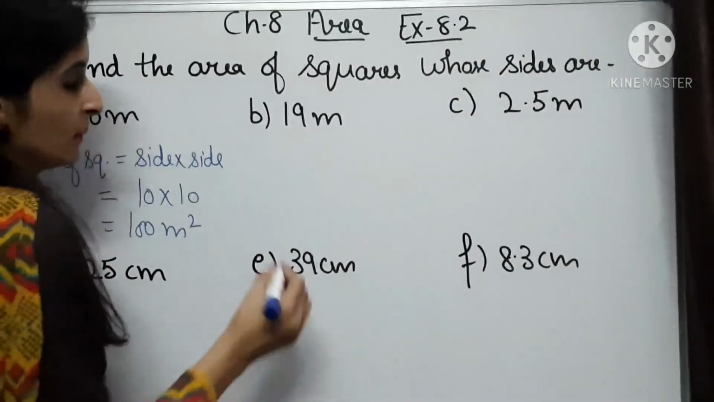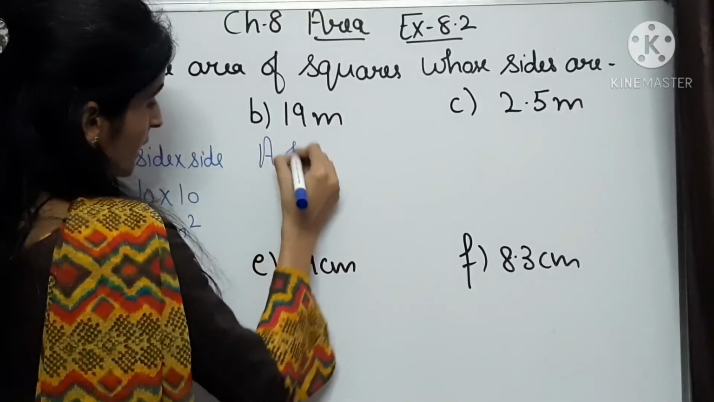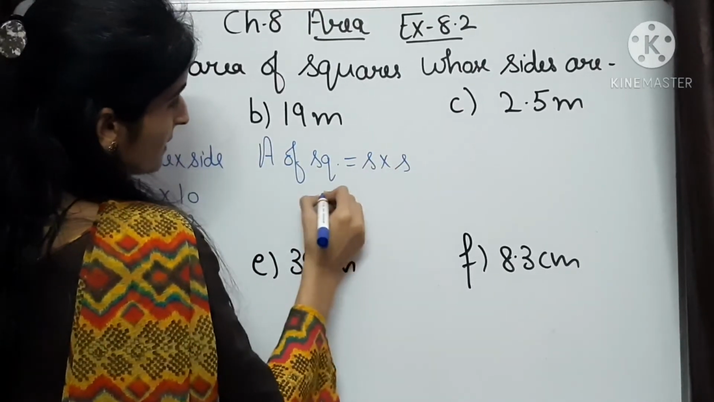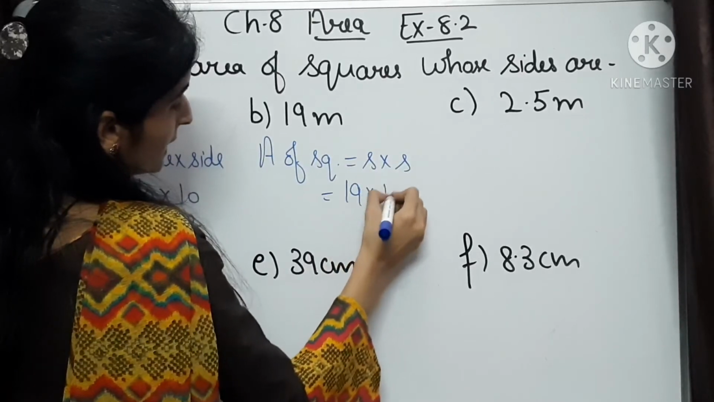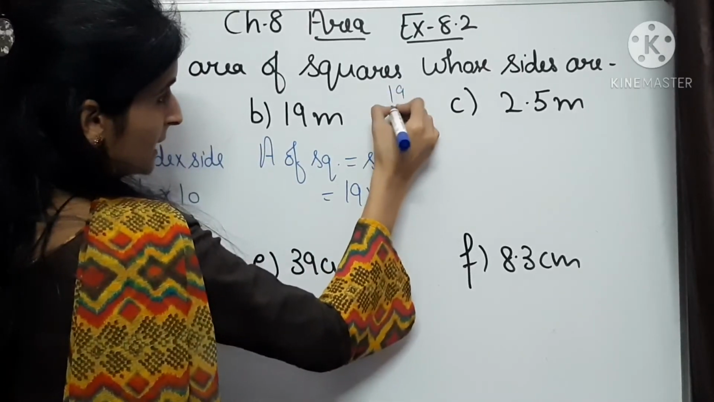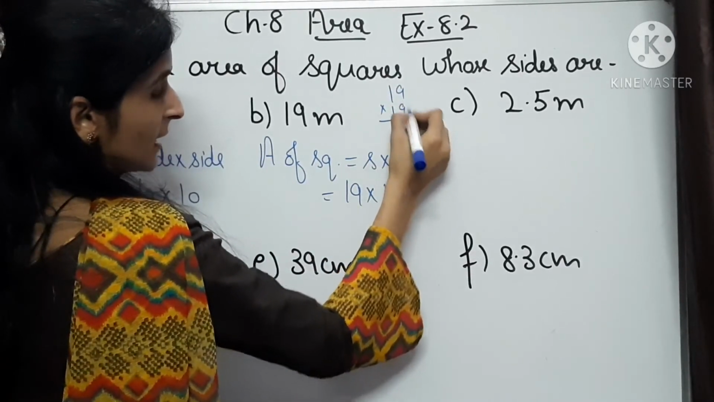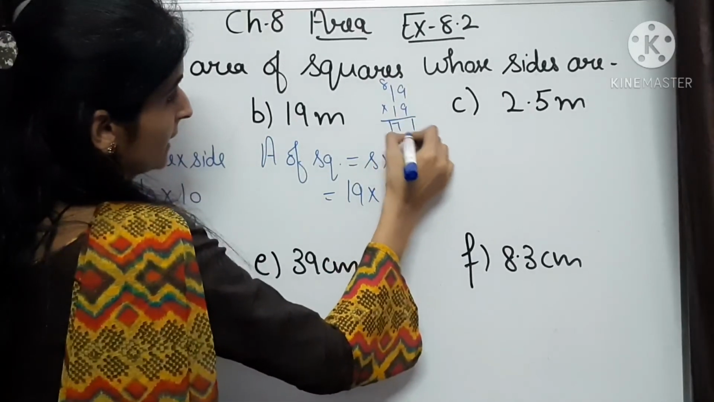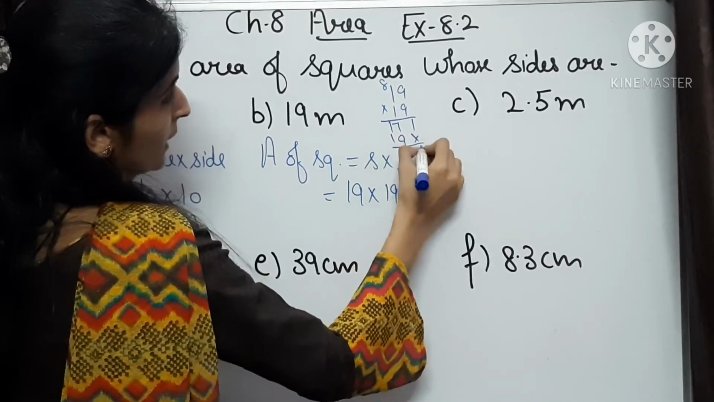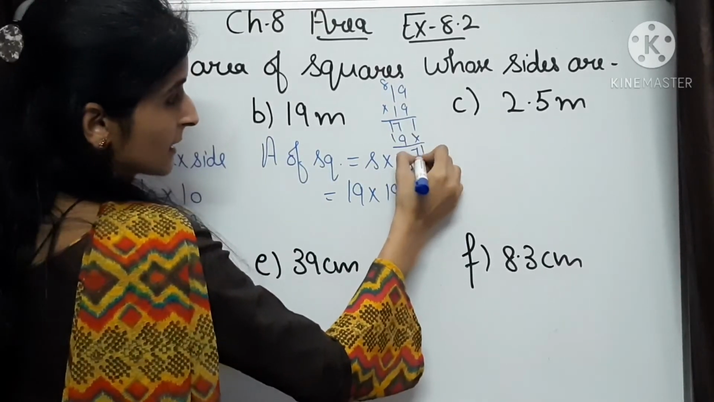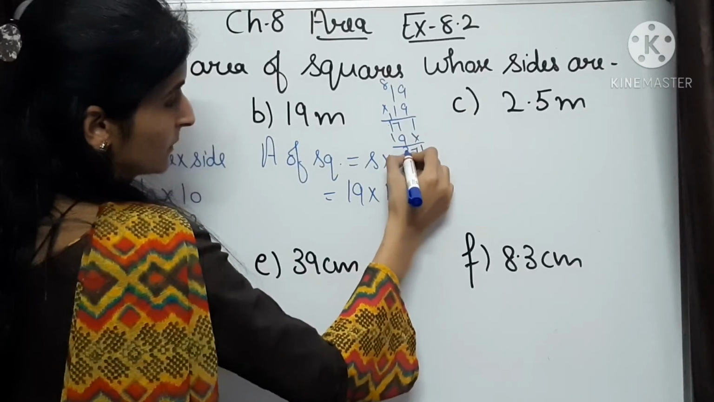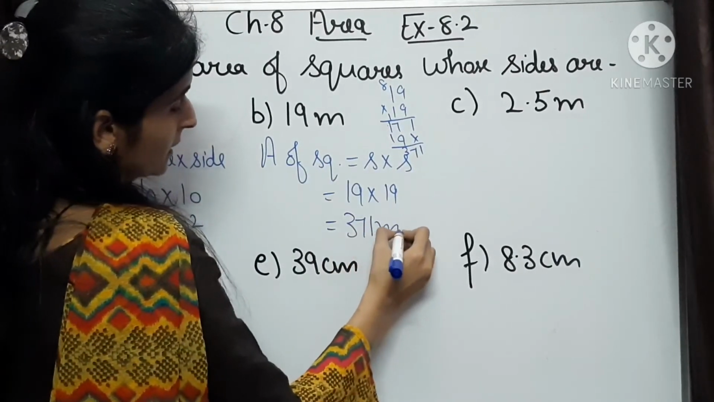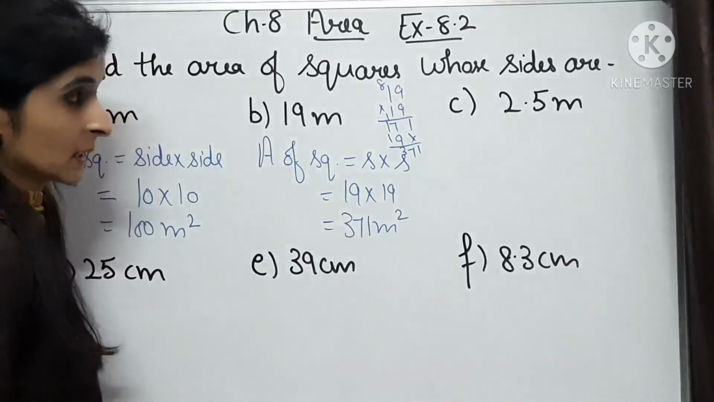Then let's come to B part. Again we have to find out the area of square. So that will be side multiplied by side. So 19 multiplied by 19. You can multiply in the rough. 9 9s are 81. 9 1s are 9. 9 and 8 is 17. 9 and 7 is 16. 1, 1, 1, 3. So 371 meter square. Clear?